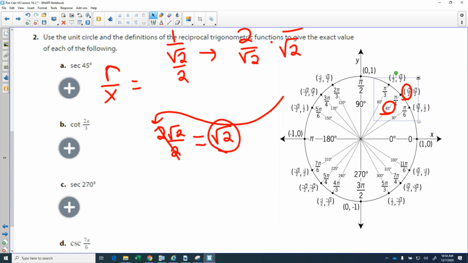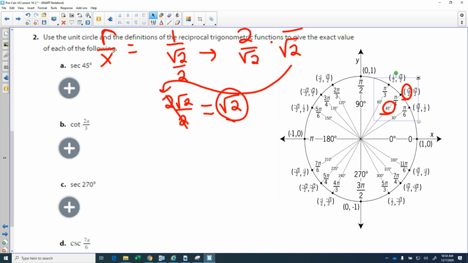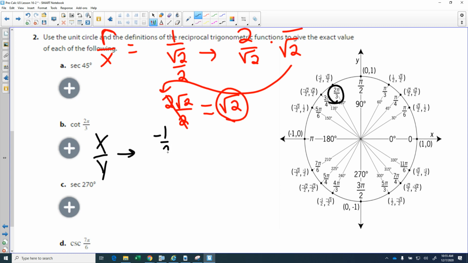Now, what do we do with a cotangent? How do we actually deal with cotangent? Cotangent is almost the same idea. It's the reciprocal of our original tangent function. If tangent is y over x, cotangent is going to be x over y. So if I look at 2 pi over 3, I'm going to take my x term and divide it by my y term. This is negative 1 over 2 divided by square root of 3 over 2.